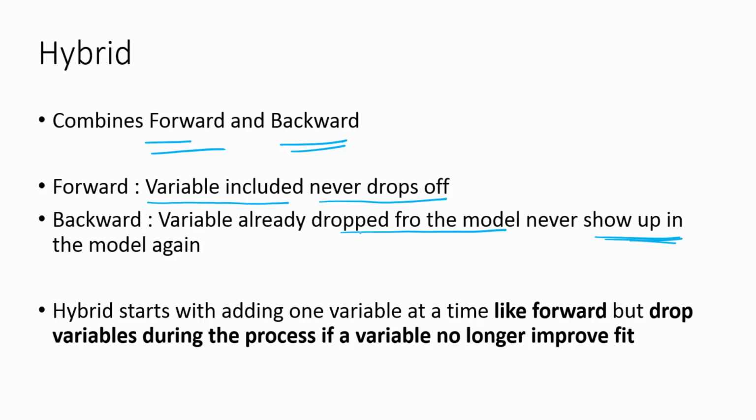If one variable has been dropped in the first step, it will never show up in the second step. Similarly, if one variable has been added in the first step, it never drops. It has to be there in the next step. So the hybrid model combines both. Hybrid starts with adding one variable at a time, like forward, but drops variables during the process. And if a variable gets dropped, it never shows up again. So it combines the qualities of both forward and backward.